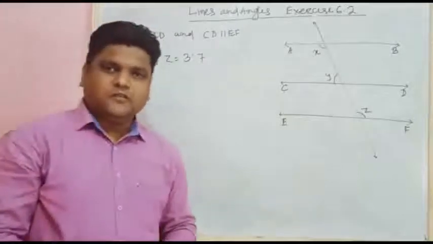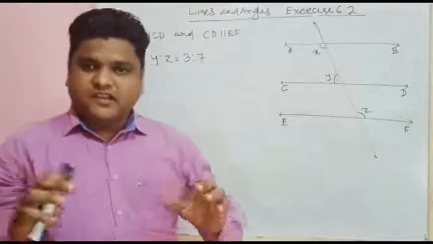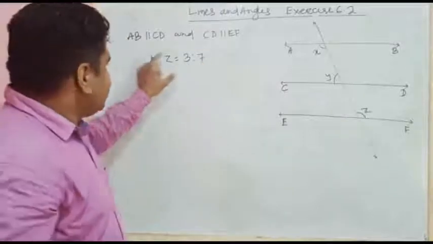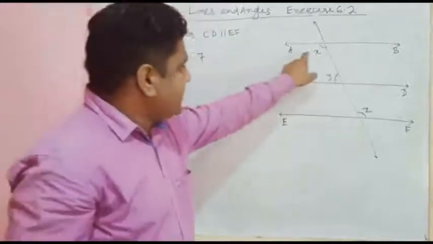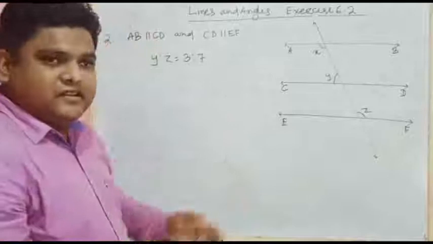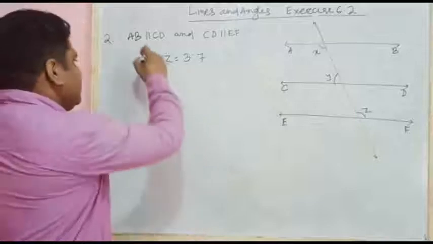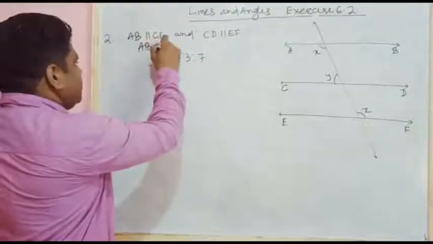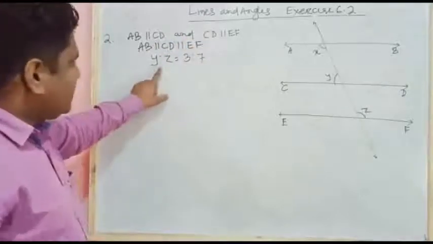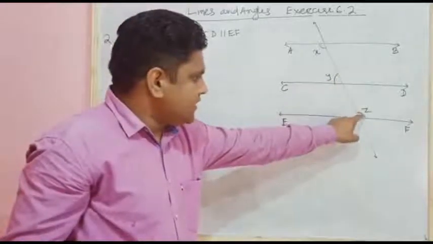Now we will solve number 2. Every time we must complete the process; using the complete process, we have to solve all numbers. It is given that AB is parallel to CD, and CD is parallel to EF. So all three lines are parallel to each other, means AB is parallel to CD is parallel to EF. It is also given that y is to z is 3:7. This is angle y and this is angle z.